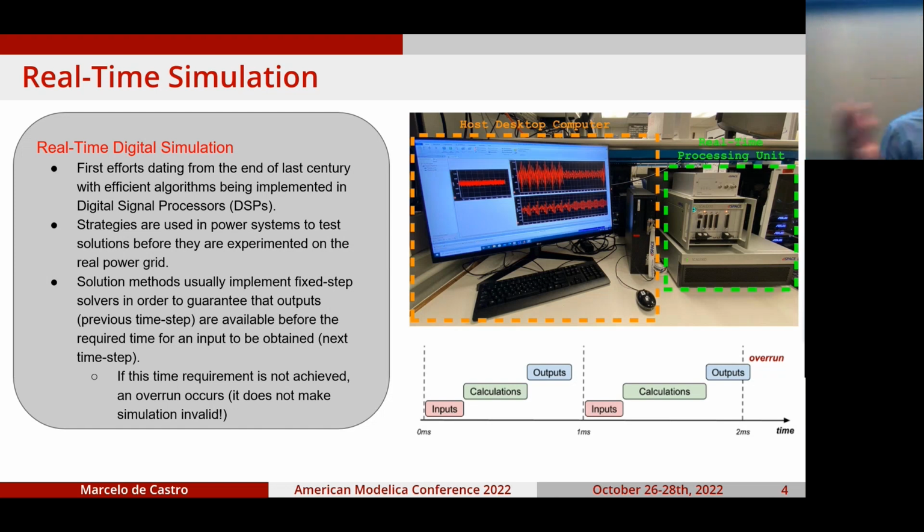Nowadays, for real-time simulation, we usually implement fixed step solvers, and this is basically for time requirements. It's easier to implement and to ensure compliance with real time, in terms of, well, you need to put the inputs into your model, execute all the calculations, and then retrieve the outputs, and you still need to be able to do that within the time step. And when you don't do that, you have an overrun. It doesn't mean that your simulation is invalid, or completely lost. It just means that that time step doesn't comply with real-time simulation at that particular step.